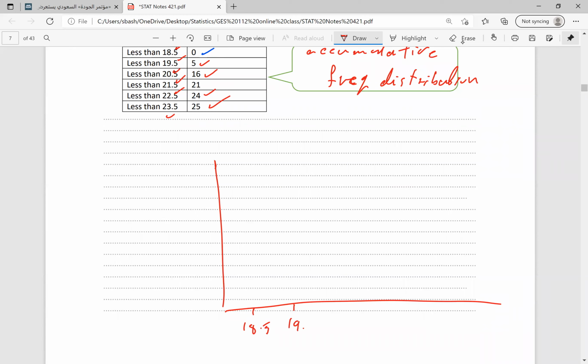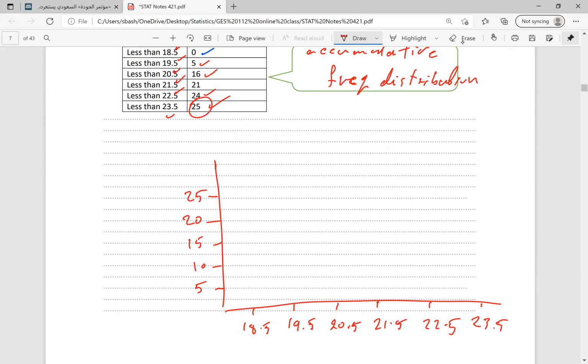So the idea now is to put the class boundaries, which are 18.5, 19.5, 20.5, 21.5, 22.5, and 23.5. And we have up to 25. So I can use a scale of 5 to cover the highest one. Highest one is 25. So I will use a 5-step scale.